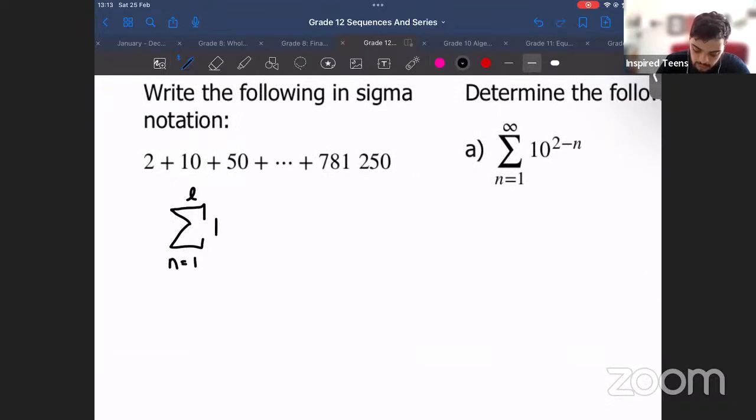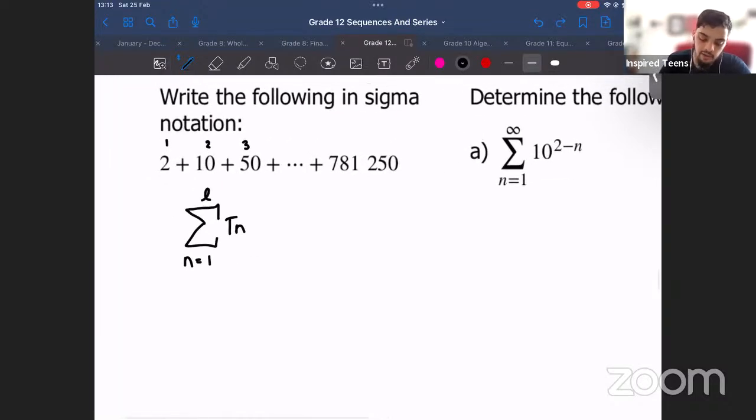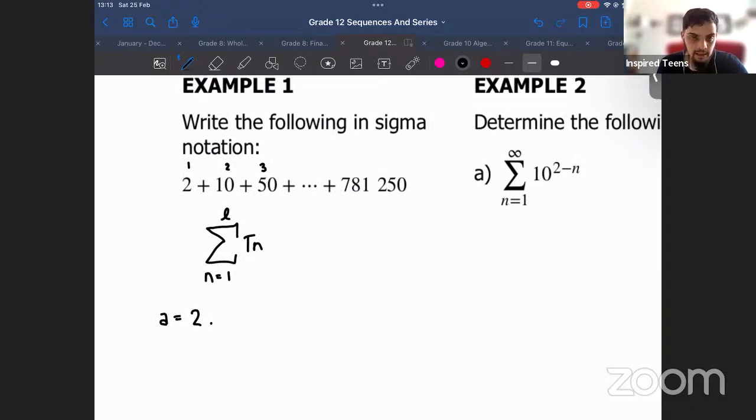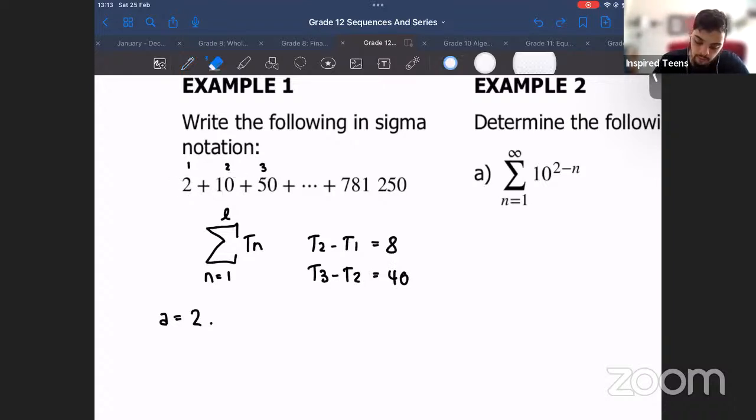N is equal to 1, and Tn, of course, we said 1, 2, 3, and we need to figure out what the last term is. So we have the first term, A is equal to 2. Now we need to figure out, is it arithmetic or is it geometric? The way we're going to figure that out is by doing that minus that. T2 minus T1 gives us 8. T3 minus T2 gives us 40. 10 minus 2, and then 50 minus 10. So this is not arithmetic, so we have to try for geometric.